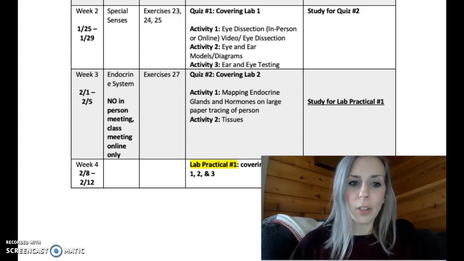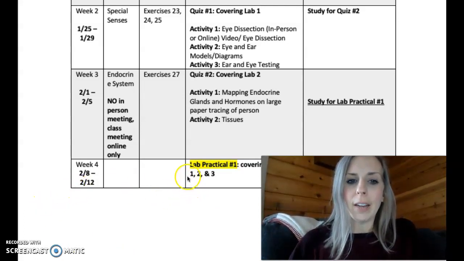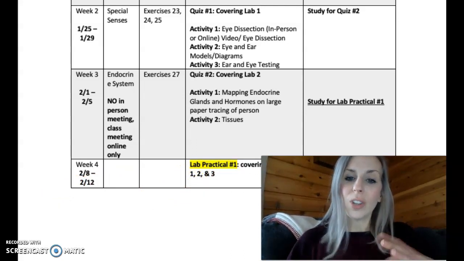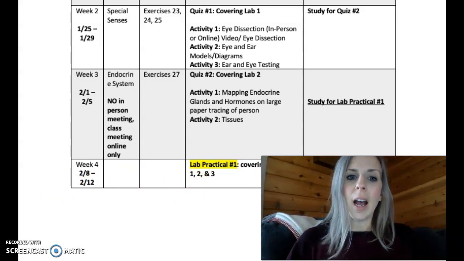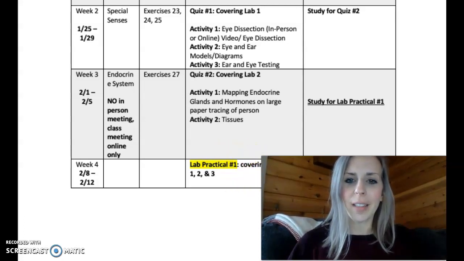Okay, your first practical is going to be during week 4. And again, materials from weeks 1, 2, and 3. We're going to start here, and during this practical week, week 4, we'll put up the schedule for your next segment. That way, again, we can stay on top of the continuous changes as we move through the semester.